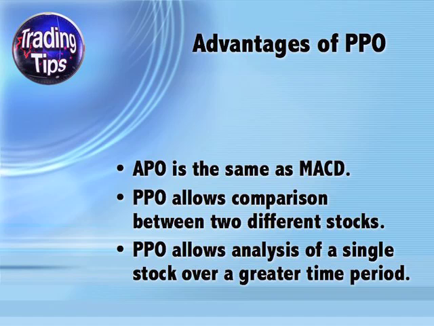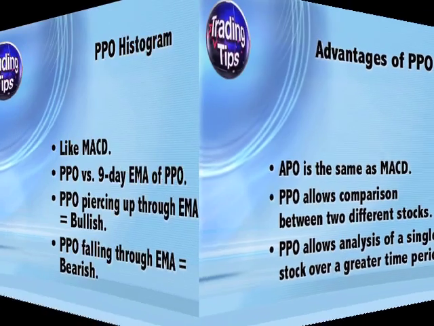Other reasons for using PPO are, first, it allows you to compare more than one stock. Since PPO is not in absolute terms, you can compare the PPOs of a stock with a $5 share price and a stock with a $78 share price without a problem. This is not the same with APO. And finally, along the same lines, PPO allows you to compare a stock with itself dating back to a time when its share price was considerably different than from what it is today.